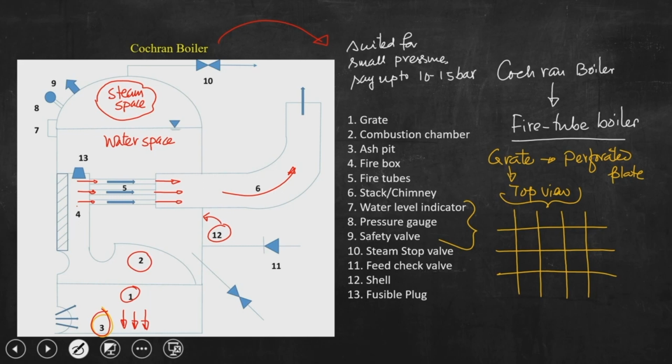And number 13 is a very important component, called the fusible plug. Let me discuss this particular component in the next slide, but what I would like to mention here, which is not shown, is the refractory lining. So, this is the refractory lining, say I am giving it number 14. Refractory lining is provided.